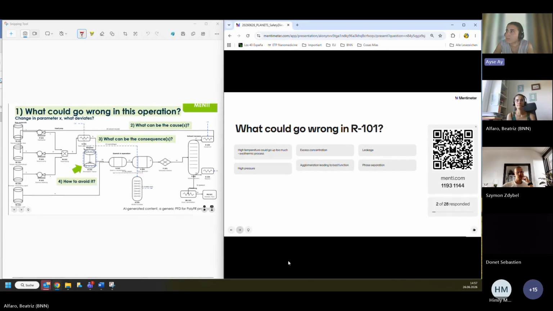And then the next question can be, what can be the cause? Or what can be the consequences of this malfunction? And how we can avoid it. These are the 4 questions that we should think of when we are going through a HAZOP study.